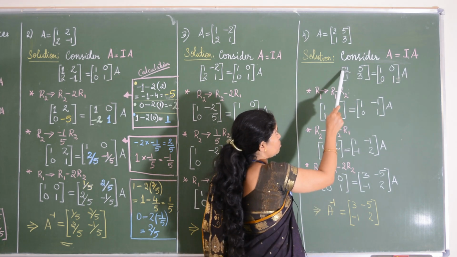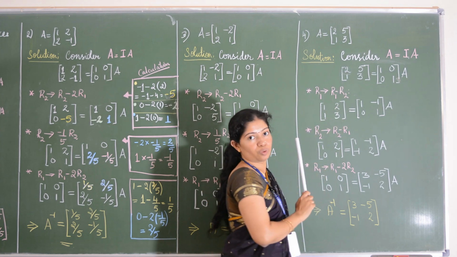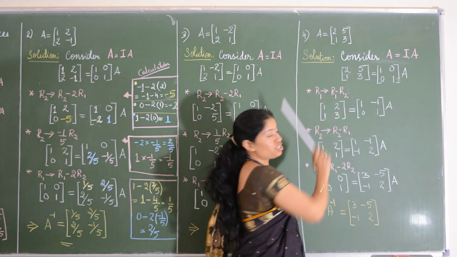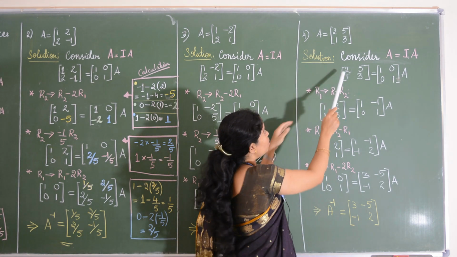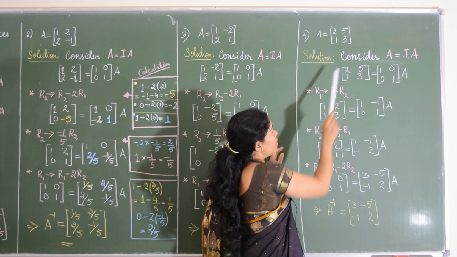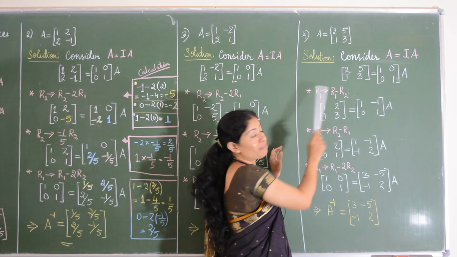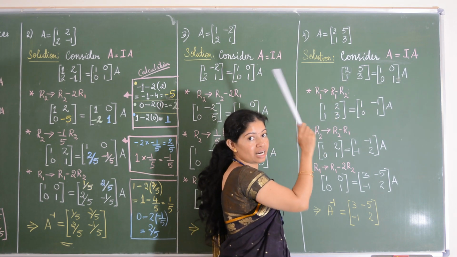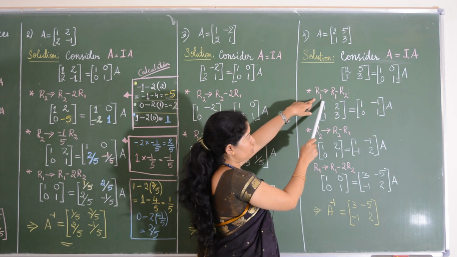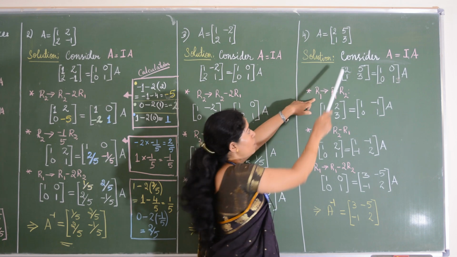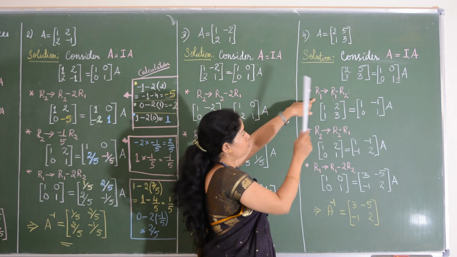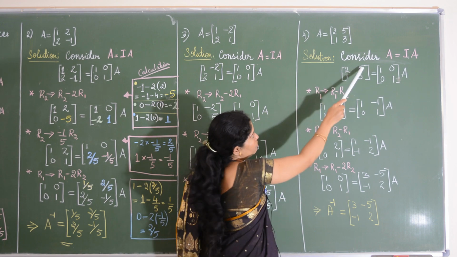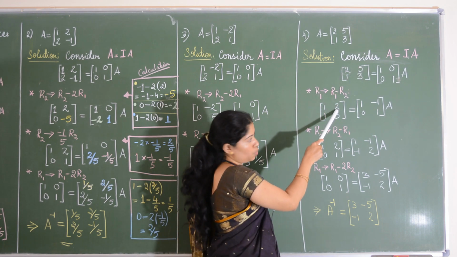Now here you observe, first element is 2. You need to convert this to 1. So what operation you should do? So to make this 1, we will do the operation R1 minus R2. So 2 minus 1 will give us a 1. So let us do the operation. R1 changes to R1 minus R2. So apply the operation now. 2 minus 1 is a 1. 5 minus 3 is a 2.